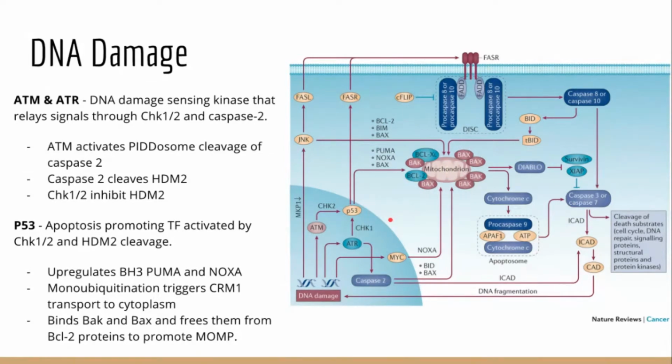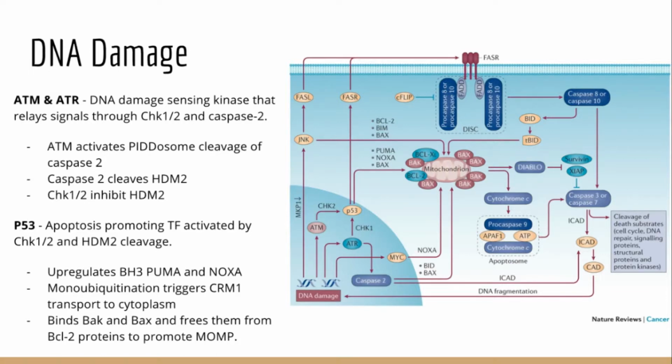Furthermore, research by Ando et al. 2013 showed that ATM phosphorylation of PIDD at its death-inducing domain was sufficient to induce caspase-2 activation down here by ATR. And remember, caspase-2 can cleave HDM2. So not only is HDM2's ubiquitination of P53 being blocked by CHK1 and 2, but caspase-2 is cleaving and degrading HDM2.